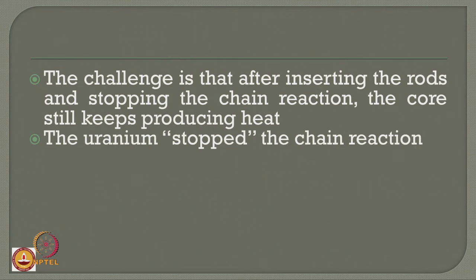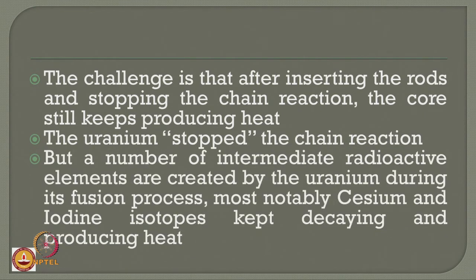The uranium stopped the chain reaction, but a number of intermediate radioactive elements are created by the uranium during its fission process, most notably cesium and iodine isotopes. They keep decaying and producing heat. Of course, this takes some time. Even after the chain reaction is stopped, there are some radioactive elements created by uranium, for example cesium and iodine isotopes. They will be decaying, and during the decay process they will produce heat.